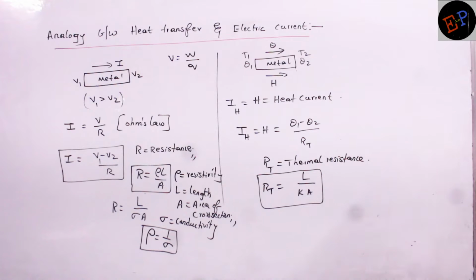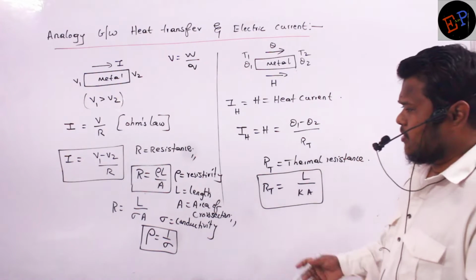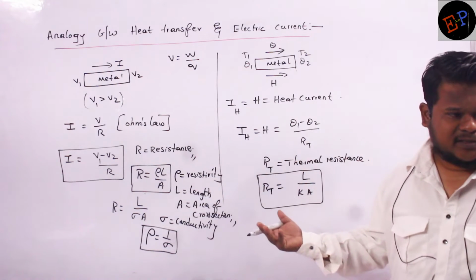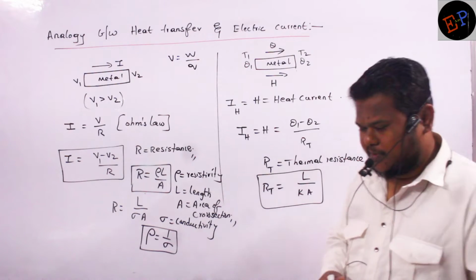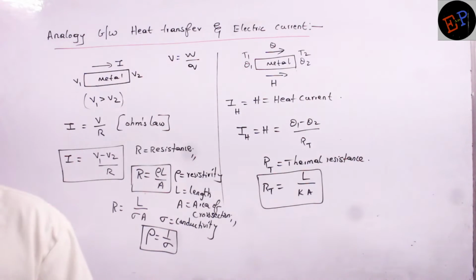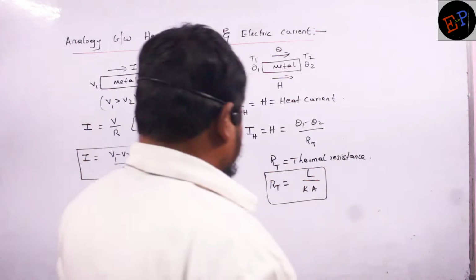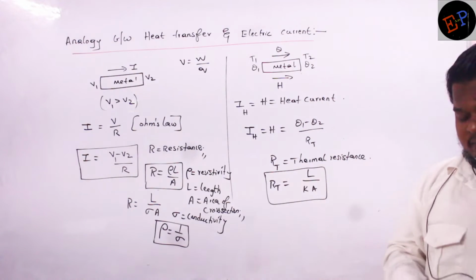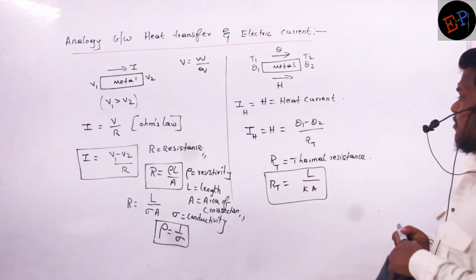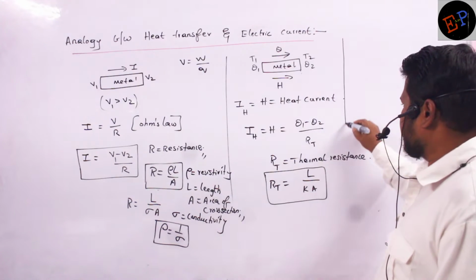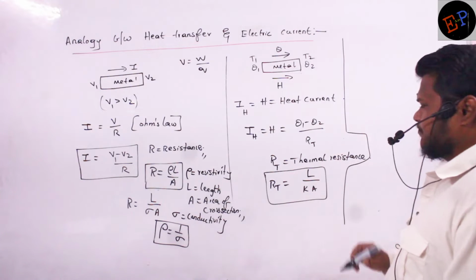Are you able to understand how we are trying to understand? We are trying to compare the analogy between electric current and heat current. Make a note up to here. So these are the calculations which we have understood by taking the analogy. Now let us try to understand what is meant by heat current actually.